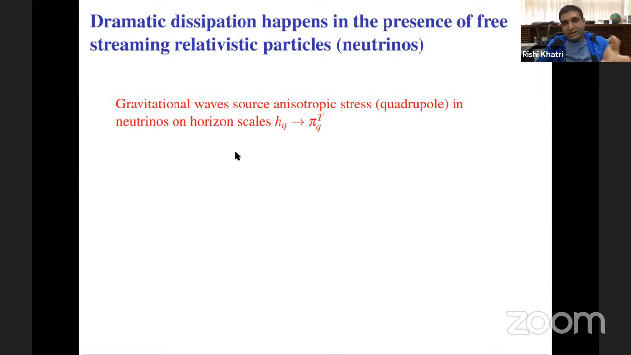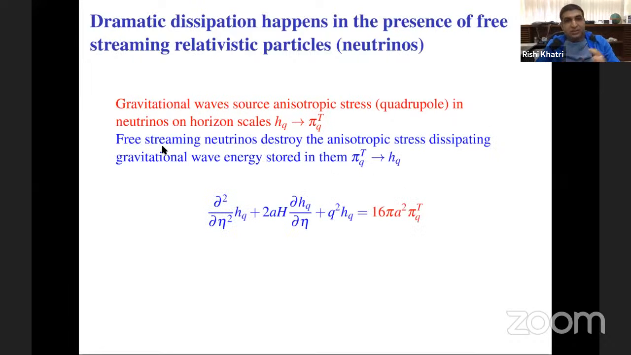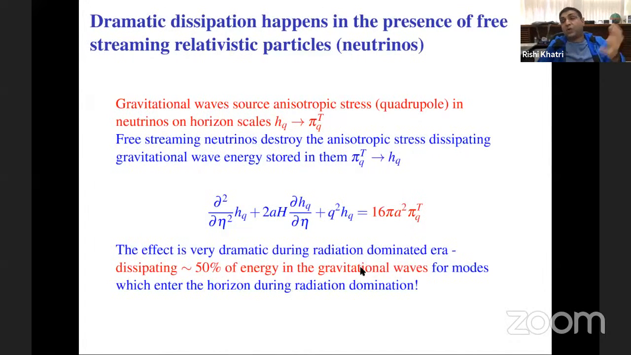So gravitational waves source an anisotropic stress in neutrinos, and free streaming of neutrinos destroys this anisotropic stress, which results in damping of the gravitational waves. So what this means is that the equation that I wrote down earlier gets modified. It gets a source term, or a sink term in this case, which is sourced by this anisotropic stress in the neutrinos. And the effect is quite dramatic, actually.